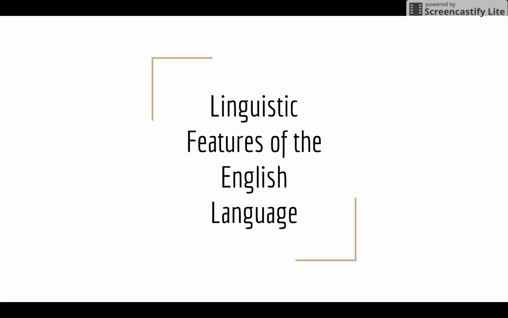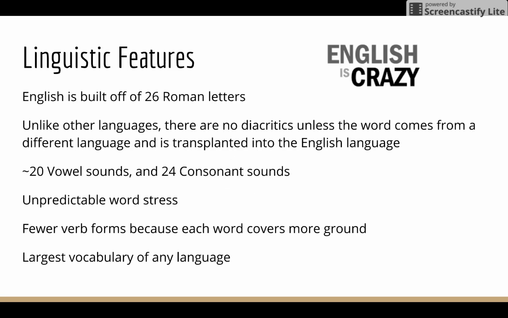Some linguistic features of the English language are as follows. English is built off of 26 Roman letters. There are no diacritics, or as we know them, accent marks, unless those words that have them are from other languages and are used widely in English. Even then, we don't always include them in our spellings. An example of this is the word naive.